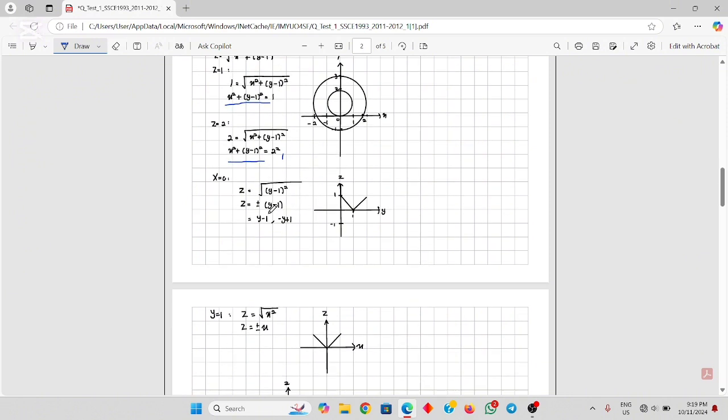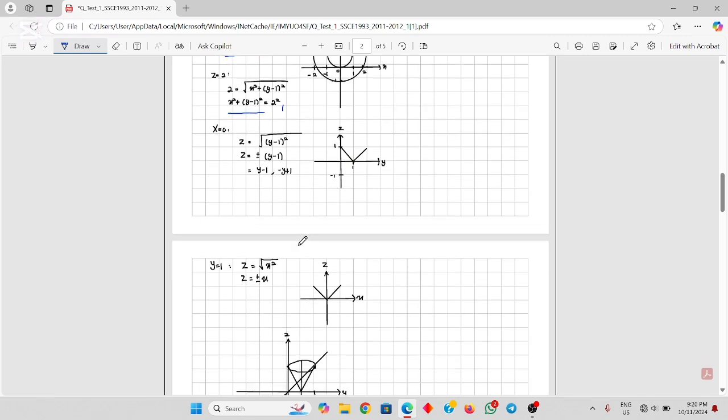And then when we substitute the value of x equal to 0, we will get the values y minus 1 and negative y plus 1. So y minus 1 will be this one; the gradient will be positive, going upward. And then this one, negative y plus 1, will go downward, with a negative gradient.